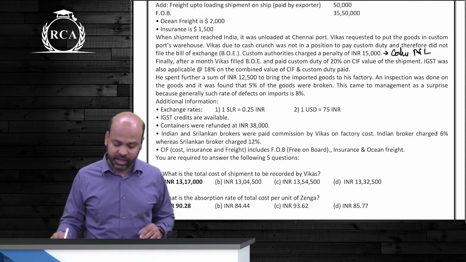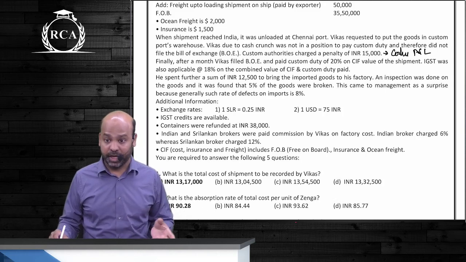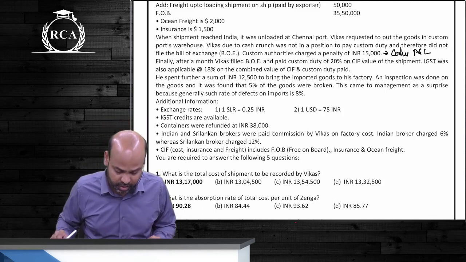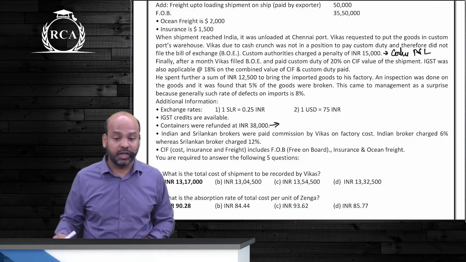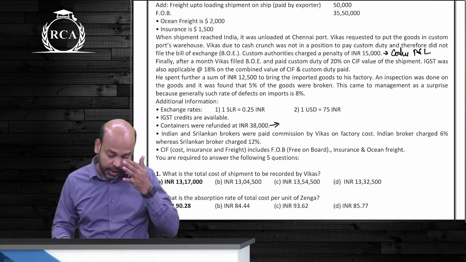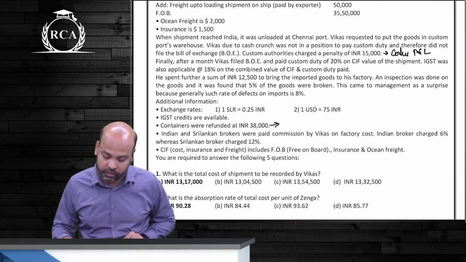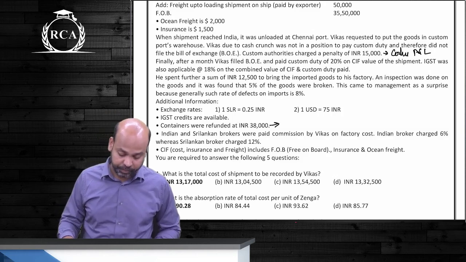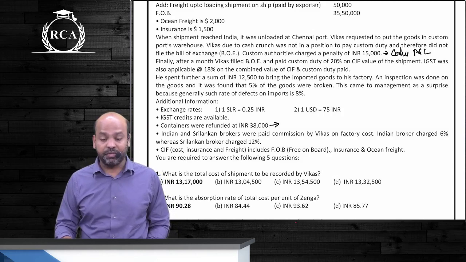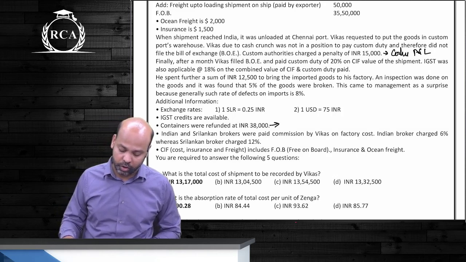Exchange rates are given, IGST credits are available. They do not have to mention IGST credits are available because by default if they use the word GST, beta, we assume that it is. Containers were refunded, guys, at the rate of 38,000. Indian and Sri Lankan brokers were paid commission by Vikas on factory cost. Indian broker has charged 6%, whereas Sri Lankan broker has charged 12%. CIF is cost inclusive of insurance and freight, whereas FOB is only free on board.